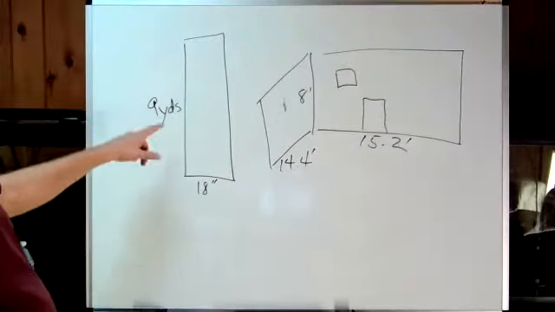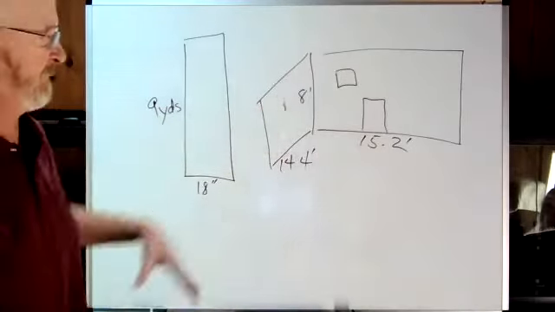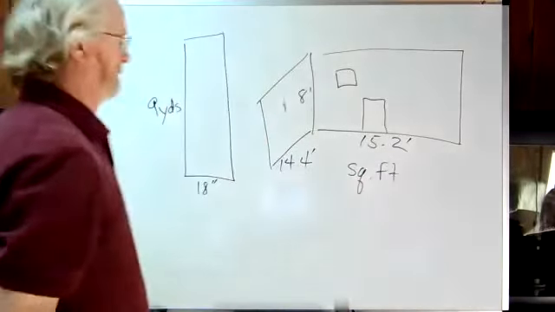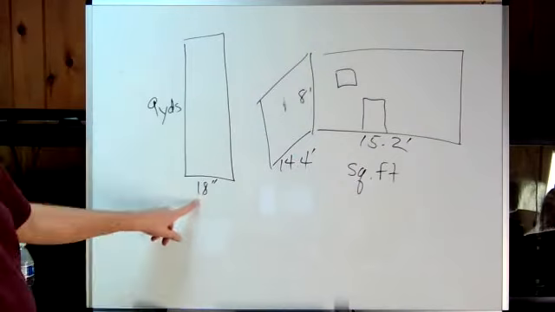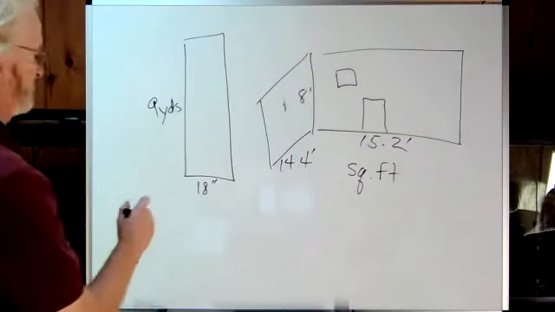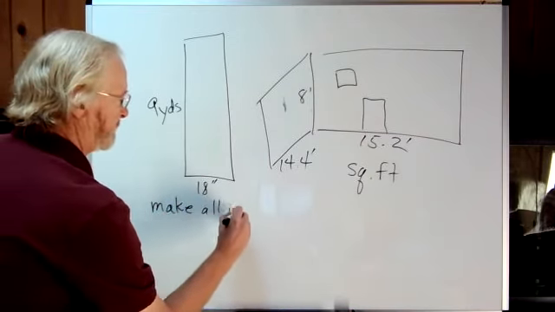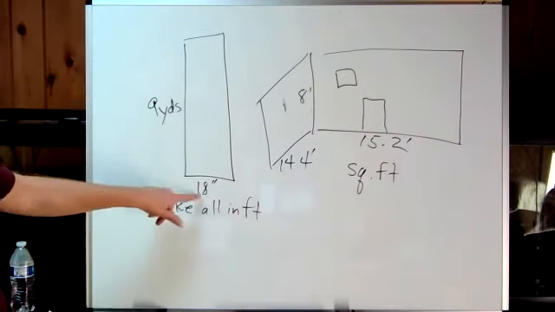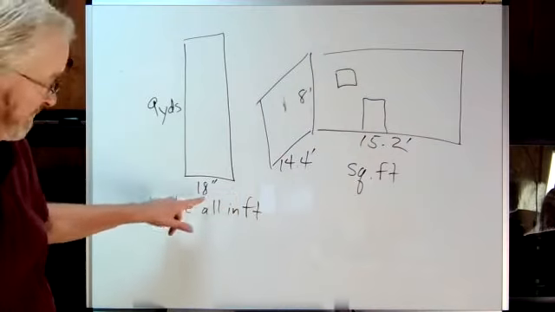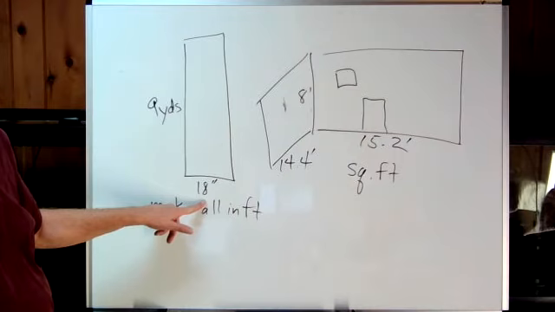Here's where you're going to watch your units. This is all feet, right? Feet, feet, feet, feet. I'm going to come up with square feet. This is yards. This is inches. I would change those all to feet. Now mine said 18 inches, so I would say 1.5 feet. You can divide by 12, right? Use a conversion if you need it. But divide by 12, I get 1.5 feet.